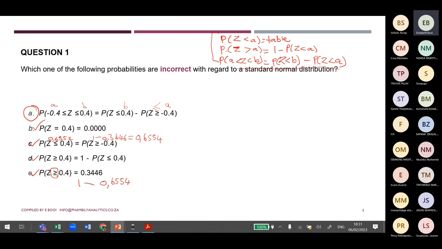Was that difficult or confusing? Sorry, Lizzie, can I ask you to explain the last two again? Those two confused me, B and A.